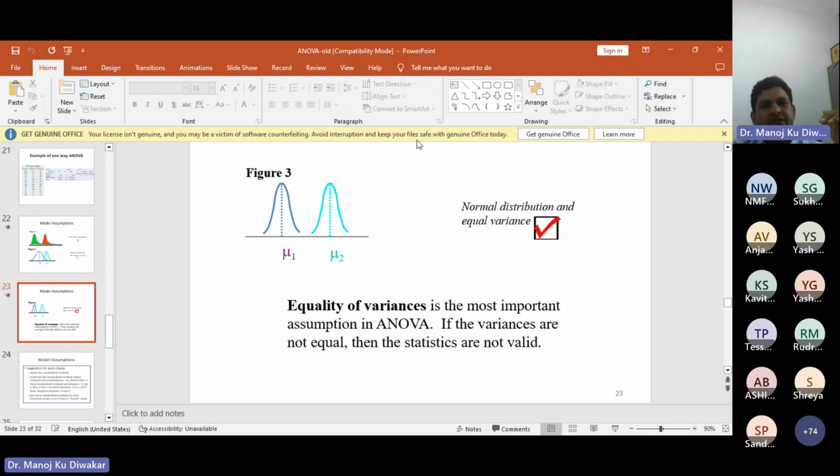This is the primary assumption for the test as well as for the analysis of variance. Equality of the variance is the most important assumption in ANOVA. If the variances are not equal, then the statistics are not valid. So whatever you are reporting in your papers or thesis is wrong if we are not checking these assumptions.